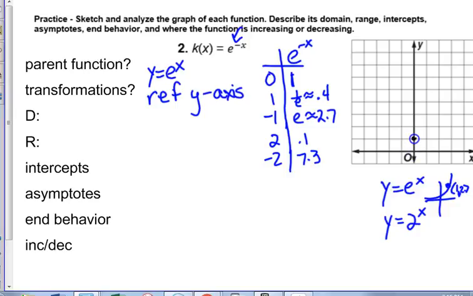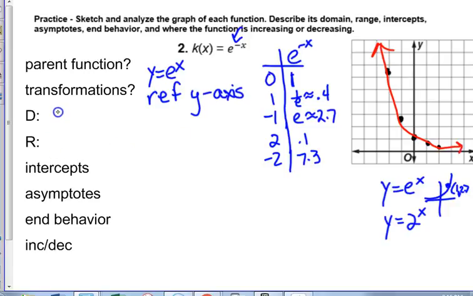Okay. Over 0, up 1. Over 1, up 0.4. Over 2, up 0.1. Left 1, up 2.7. Left 2, up 7.3. Okay, we get the idea that it is looking like a decay.